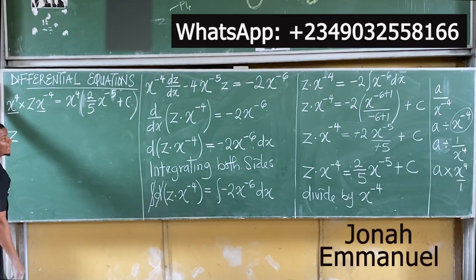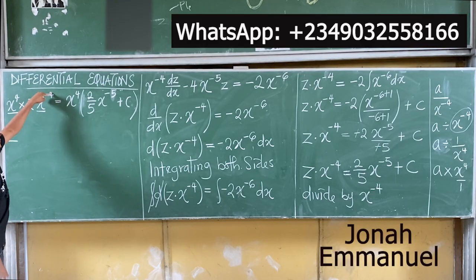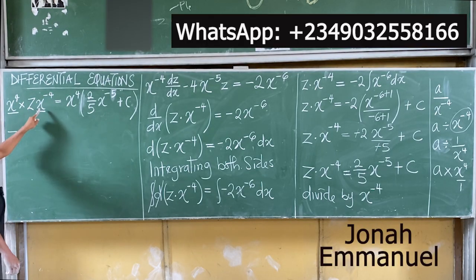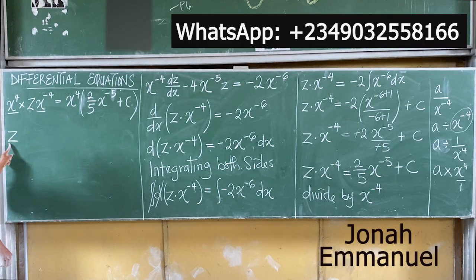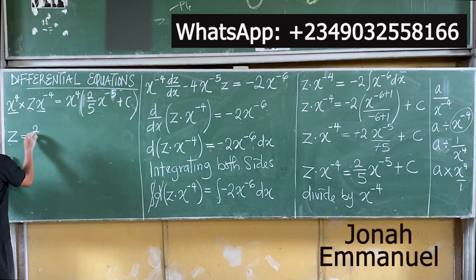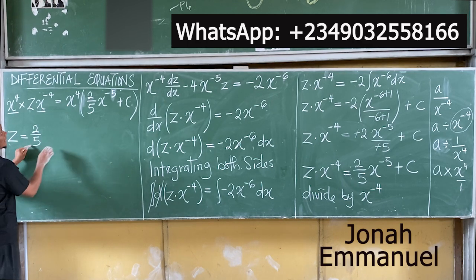Same base. Add the power. If I add the power, it becomes 4 minus 4, which is what there? 0. X to the power 0 gives you what there? 1. 1 times z is what there? Z. Okay?